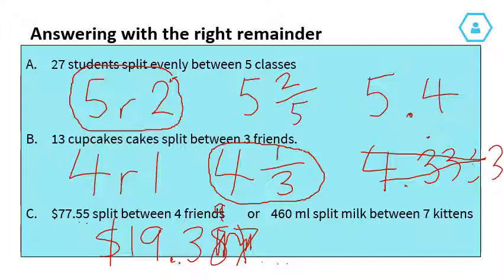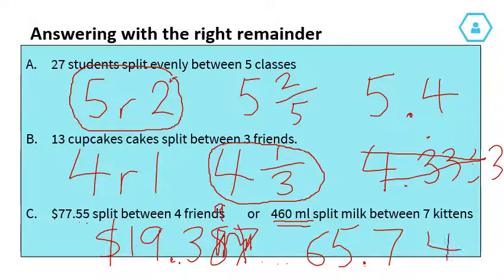Same with metric measurements, so things like milliliters, grams, kilograms, they're all parts of 100, or thousands. So it's usually best to represent them as a decimal. So for example here we've got 460 milliliters of milk split between 7 kittens. I'm really struggling for examples here. I don't know why you'd split it this way, but it's just what's being asked of us.